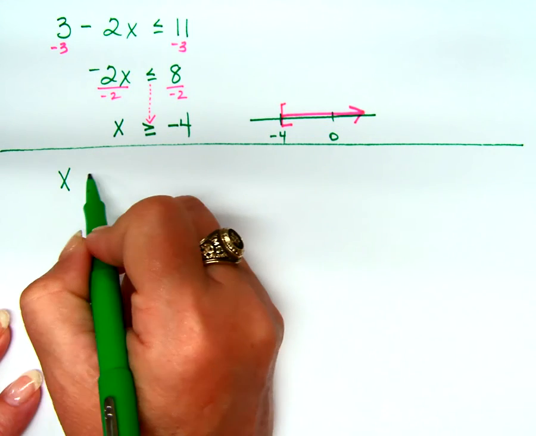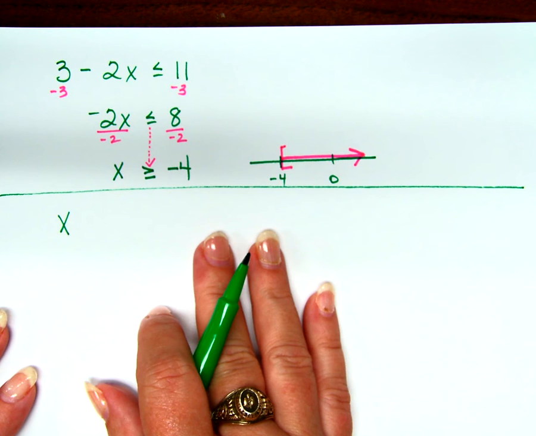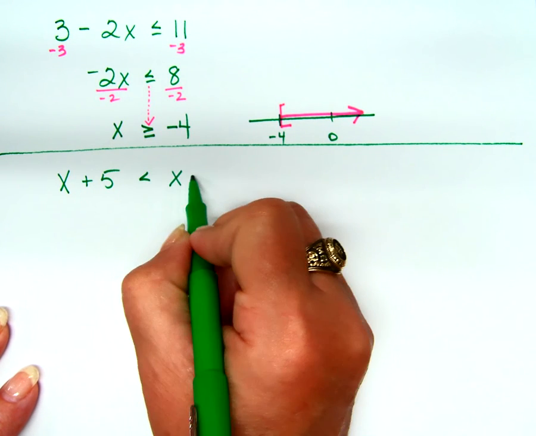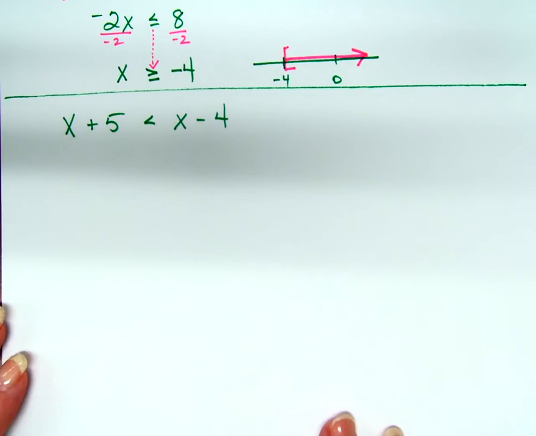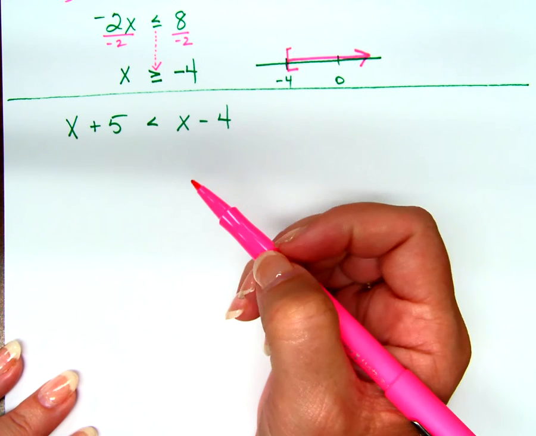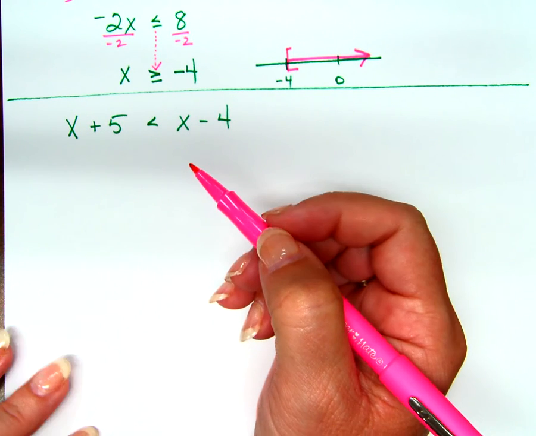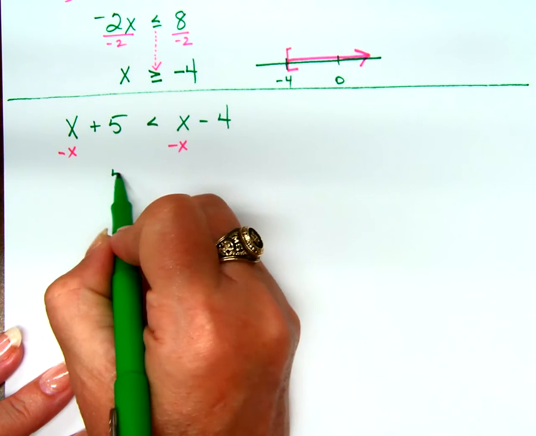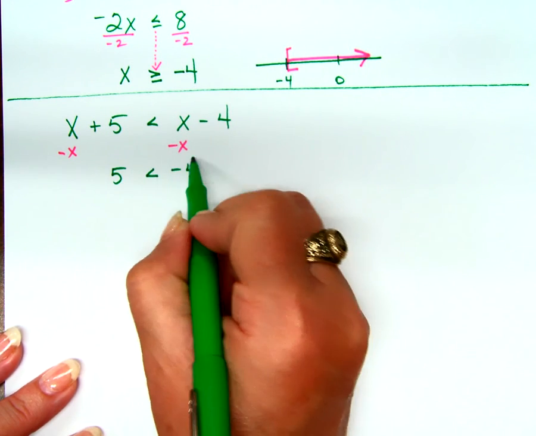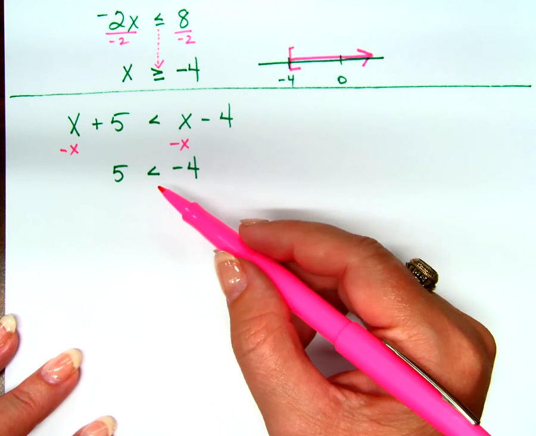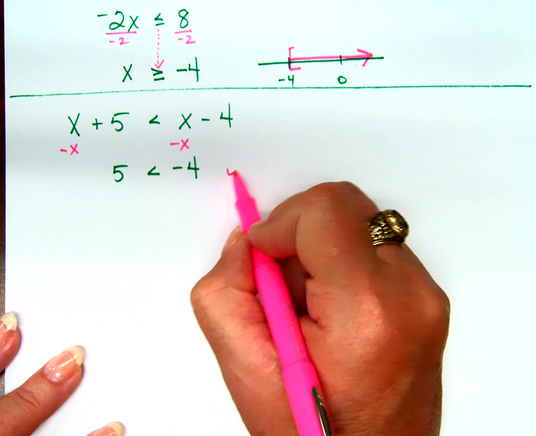What about this one? Oh, we're done with that problem. Is it okay if I go into a new one? Okay. So x plus 5 is less than x minus 4. So what's first? Subtract x. Okay. 5 is less than negative 4. Yeah, because is 5 ever less than negative 4? No solution.